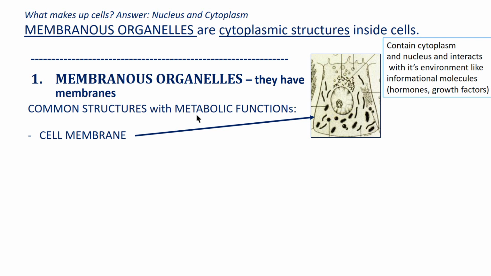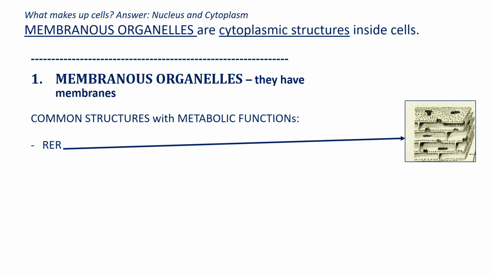What is the function of these? Well, the cell membrane contains the cytoplasm and the nucleus, and it interacts with the environment. So it talks to the environment. It receives hormones, growth factors, maybe time of cell division, whatever. It receives messages from outside, and it contains the cell. We also have rough endoplasmic reticulum. The rough endoplasmic reticulum produces membrane-bound proteins for secretions. That's what the rough endoplasmic reticulum does.